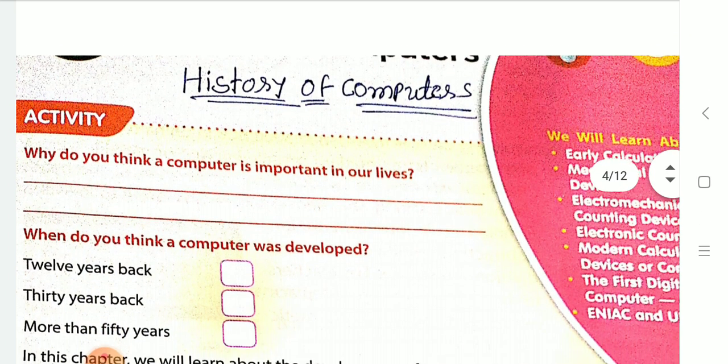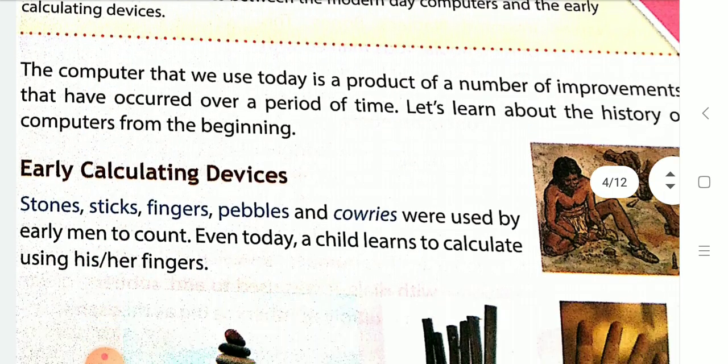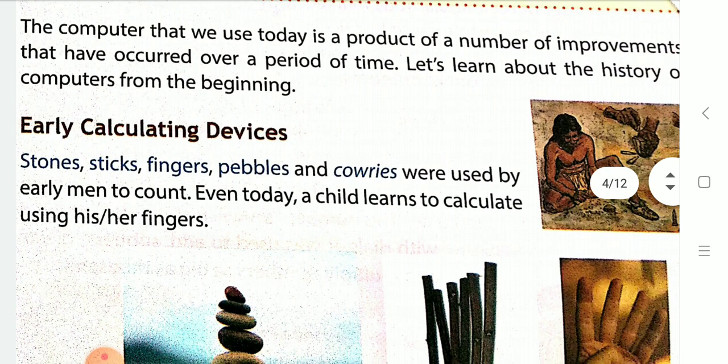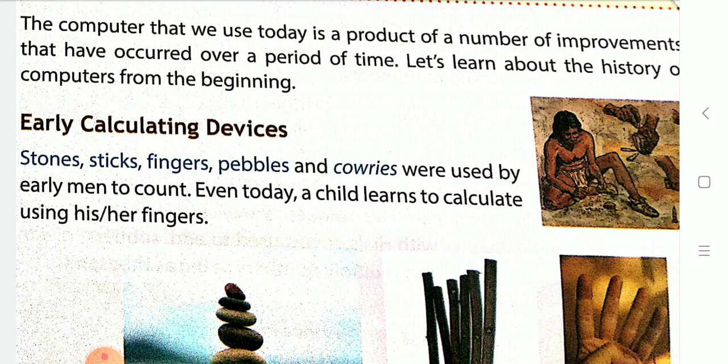Now let us learn the history of computers. The computer that we use today is a product of a number of improvements that have occurred over a period of time. Let's learn about the history of computers from the beginning. What was the first PC, and how were people calculating without a computer? So let us discuss the history of computers.